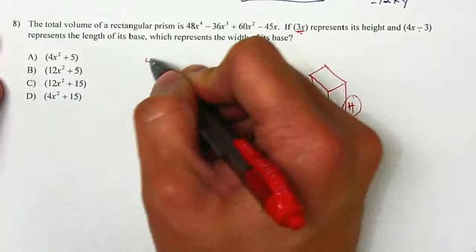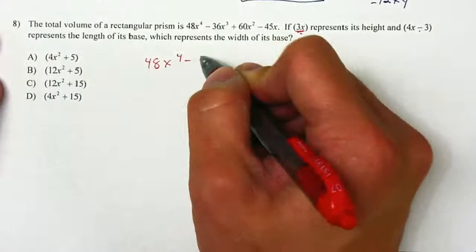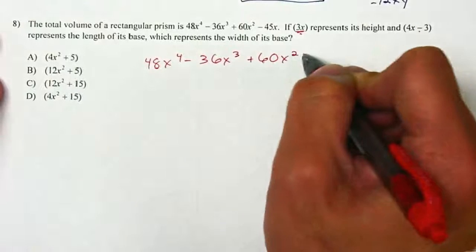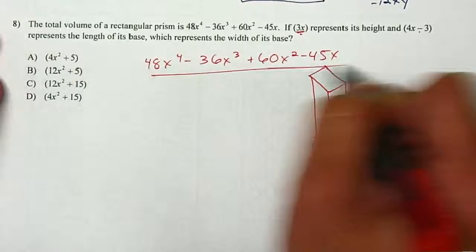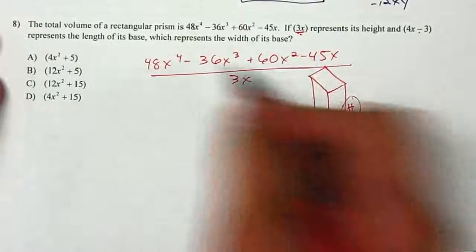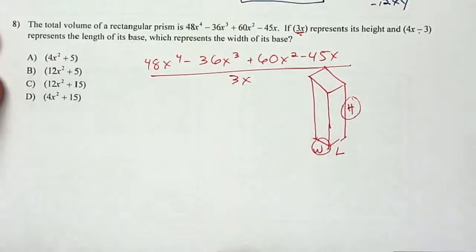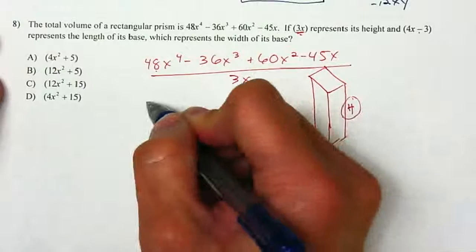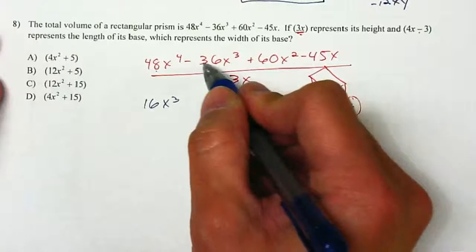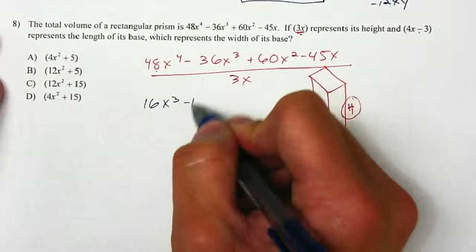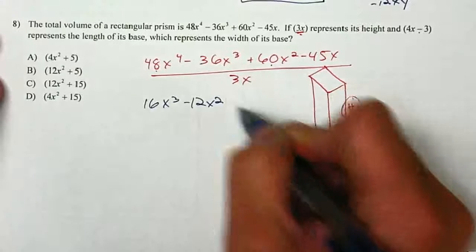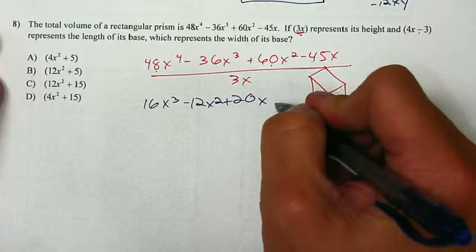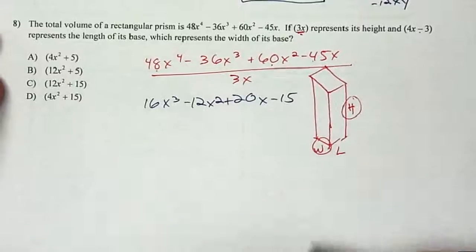So if I divide 48x to the fourth minus 36x to the third, and we're dividing by 3x, well, notice x's cancel out one of them from each, and dividing each of them by 3 gives us 48 divided by 3 is 16, x to the third. This divided by 3 is negative 12, x squared. That divided by 3 is 20x, and then negative 45 divided by 3 is negative 15, the x divides out.